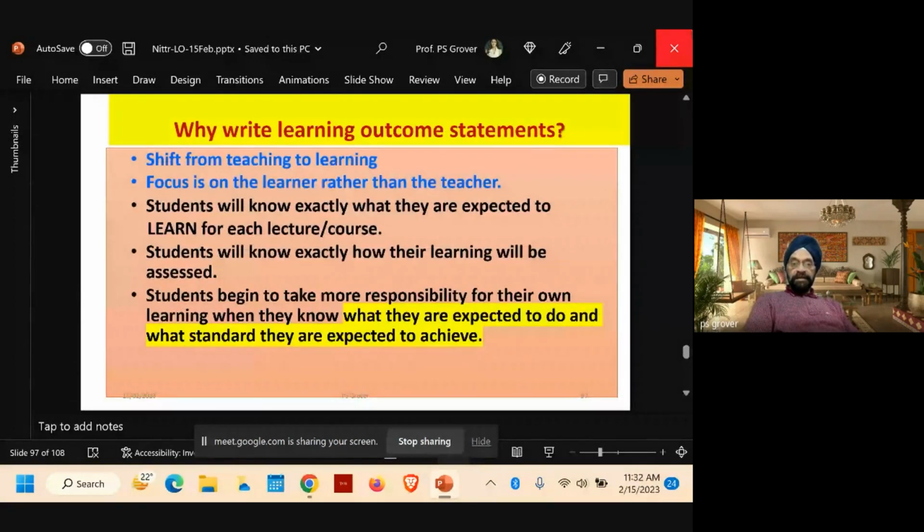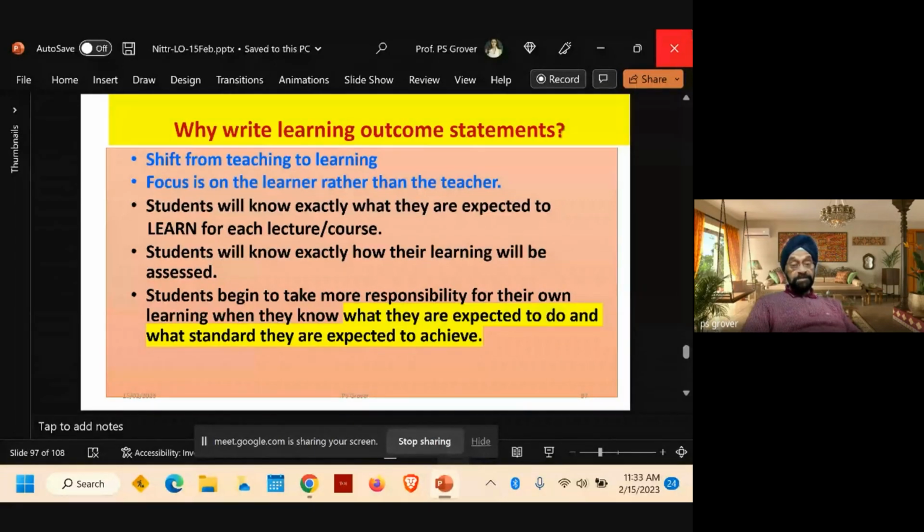Now, why write learning outcomes? Shift from teaching to learning. Focus is on the learner rather than the teacher. Students know exactly what they are expected to learn, and in each course students will know exactly how their learning will be assessed. Assessment is also indicated. Students begin to take more responsibility for their own learning when they know what they are expected to do and what standard they are expected to achieve.